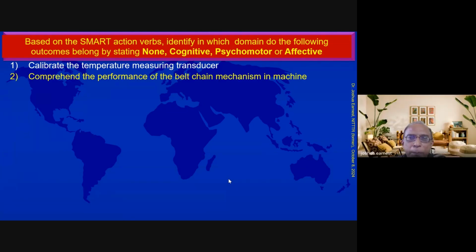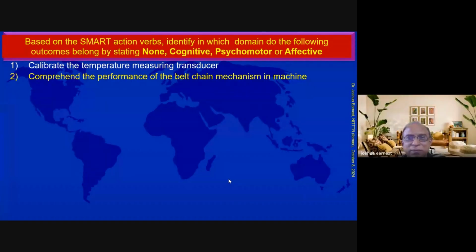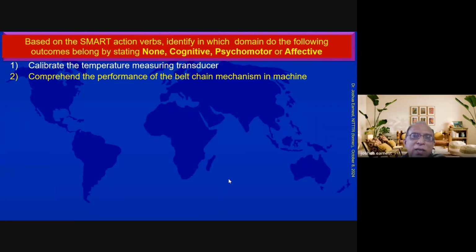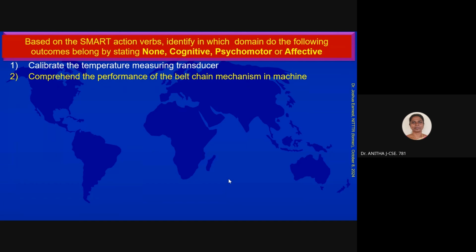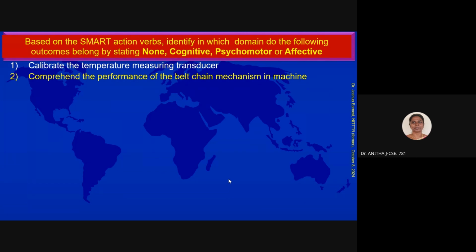Comprehend the performance of the belt chain mechanism in the machine. Cognitive. Anybody else has any other answer? None. Who said none? Anita from CS department, Karnal University. Why do you say none? Because it tells comprehend. Comprehend means you have to give a summary of it.